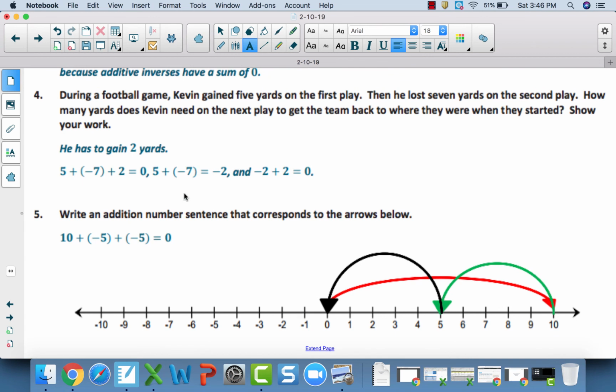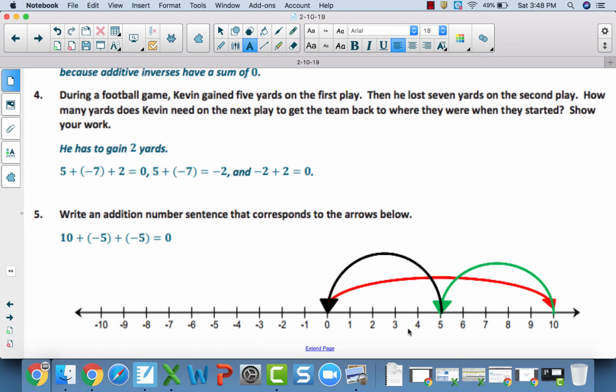4, during a football game, Kevin gained 5 yards. So that's a positive 5. He lost 7 yards. That's where you get this negative 7. How many yards does Kevin have to get on the next play to get them back to where they started? They must gain 2. If you count up 5 and then down 7, you're at negative 2. So to get back to 0, you need to go 2 up. So that's a positive 2. Okay, so he must gain 2 yards. And here is the work to show.